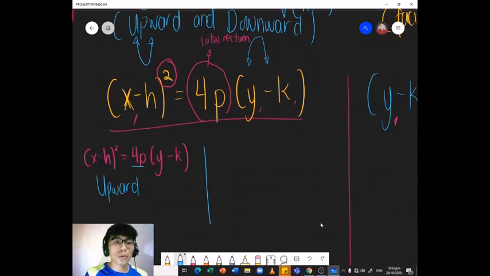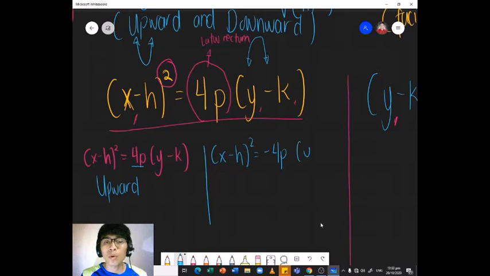Again, in this form, if x is being squared, it opens either upward or downward. But if your 4p is positive, automatically it opens upward. Otherwise, if your 4p is negative, it opens downward. So if your x is being squared and your 4p is negative, as you can observe here, automatically, ladies and gentlemen, your parabola opens downward.